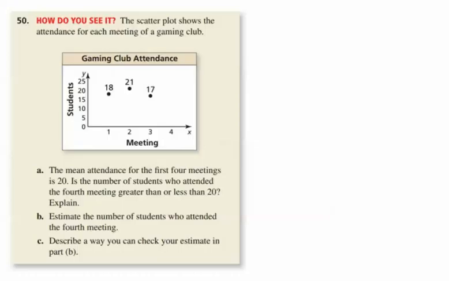Part A says the mean attendance for the first 4 meetings is 20. Is the number of students who attended the 4th meeting greater than or less than 20? Explain. So again, this is similar to problems that we've seen, a few of them that we've seen in this section so far. And if we want the average to come out to be 20, remembering that mean means average here, we add up the numbers and divide by how many there are.